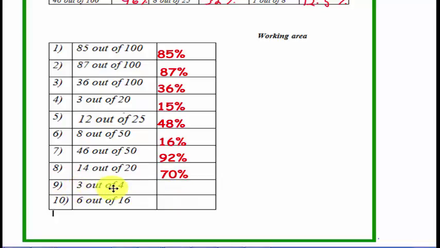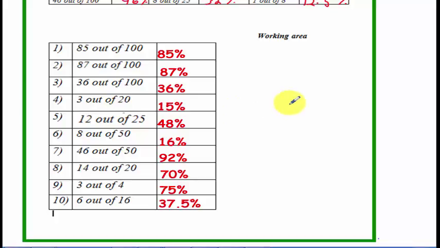And number 9, 3 out of 4. Ooh, you should know this one instantly. 75%. And number 10, 6 out of 16 should be 37.5%. Okay, well, we hope you got these all right by following the same logic that we had shown you before. Now, I'm going to do this one, 3 out of 20, just to make sure that you know exactly how to do it.